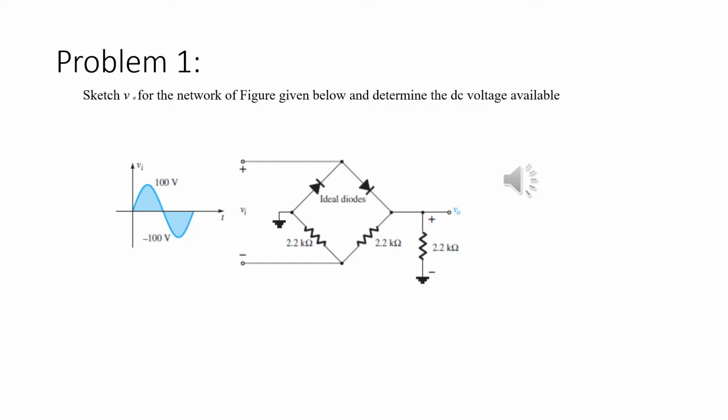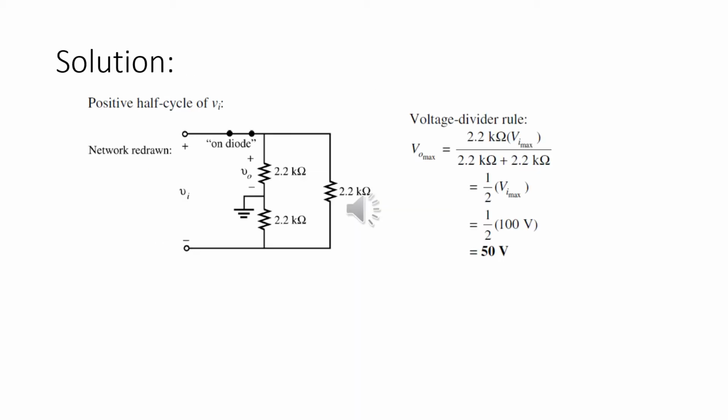Now we need to analyze the circuit. During the positive half of the cycle, the diode on the right side is forward biased, so it is the on diode, and the diode on the left side is reverse biased, so it is an open circuit. Redrawing the circuit, we get the circuit drawn over here. You can see we have a 2.2 kilo ohm resistance, which is our load resistance, then 2.2 kilo ohms at the bottom, and we have a parallel branch of 2.2 kilo ohms.